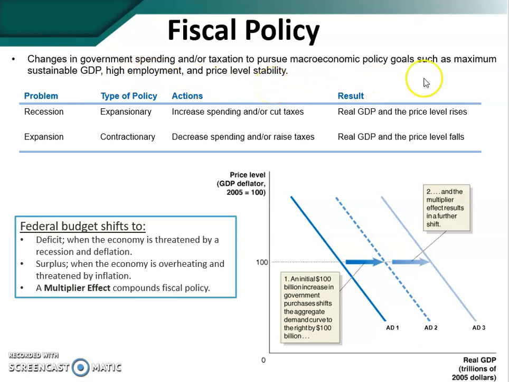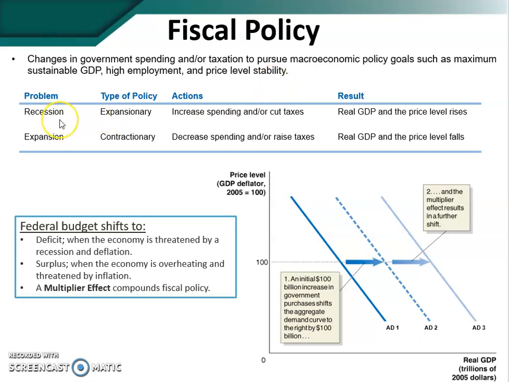You'll notice that these goals are very similar to monetary policy goals. The real difference is, with monetary policy, the Fed is changing the money supply to pursue these macroeconomic policy goals, whereas with fiscal policy, the federal government is changing spending and taxation policy to influence macroeconomic goals. Now, when we say the federal government, we really mean the president and Congress. Those are the two areas where spending and taxation are managed.